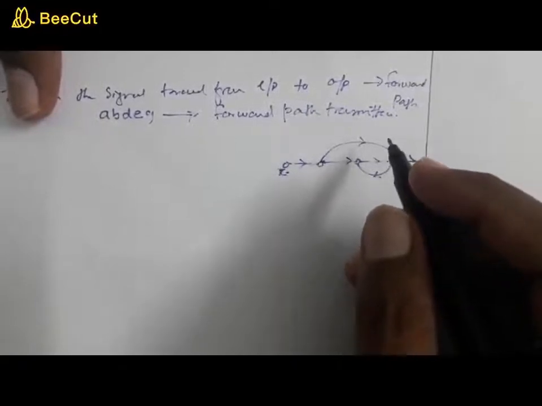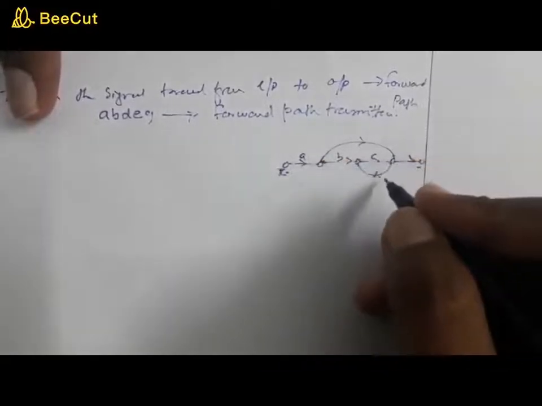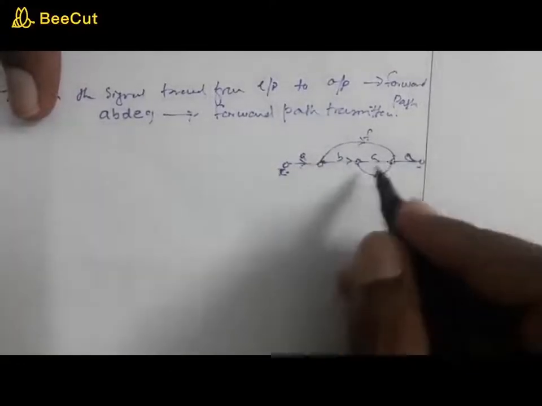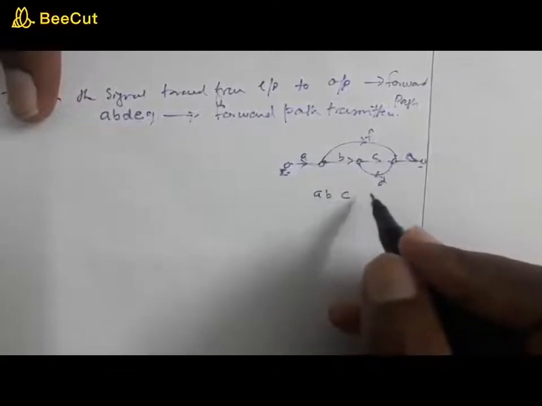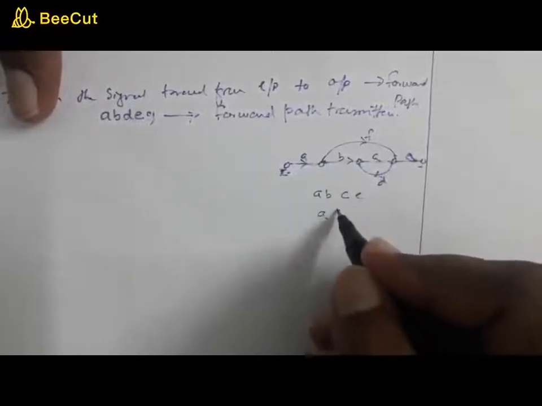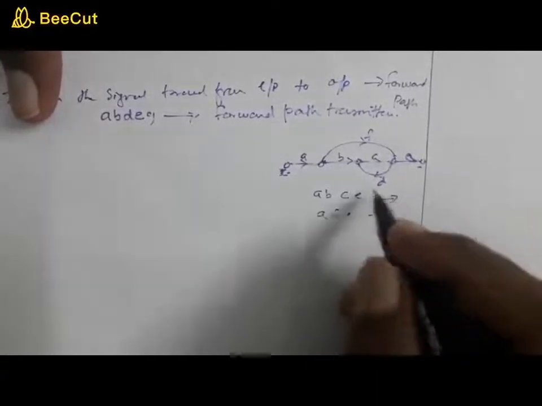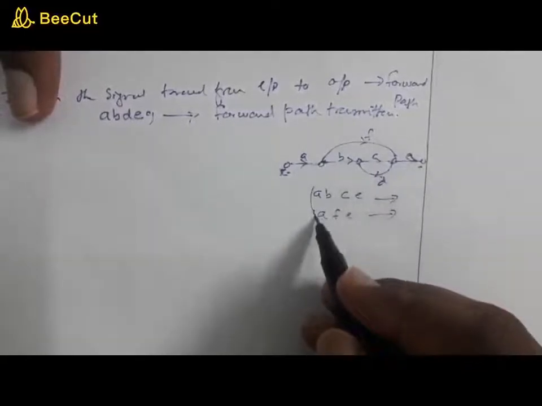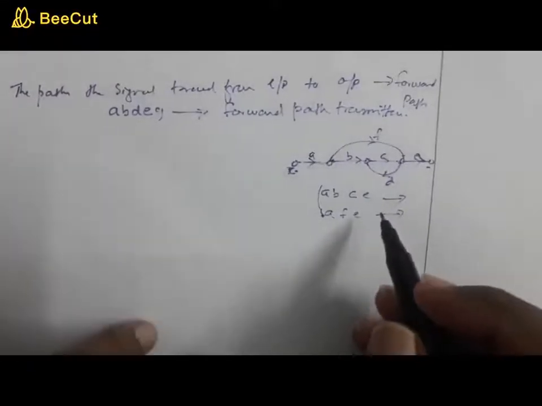forward path gains. So the forward path gains will be, say for example, if I am labelling the branches as M, B, Z, D, E and F, what are the two forward path gains that you can have? That will be A, B, C, E and A, F, E, right? So these two represent the transmittance of a forward path. These are called forward path transmittances.